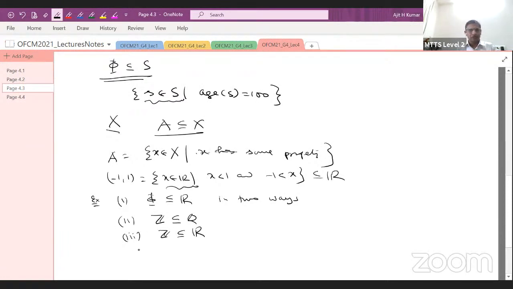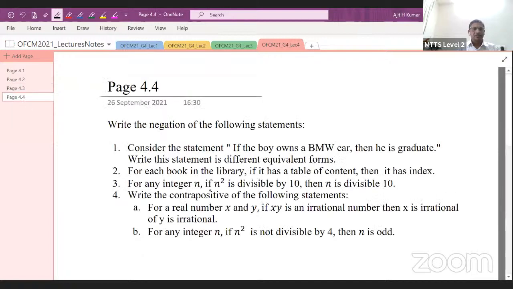Fine. So let me stop here. Please go through this in your discussion room in case you finish all the concepts that we have done. You can discuss this. Apart from that, there are some other problems. For example, the first problem is: consider the statement: if the boy owns a BMW car, then he is a graduate. Write this statement in different equivalent ways.